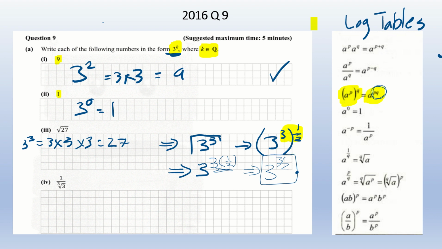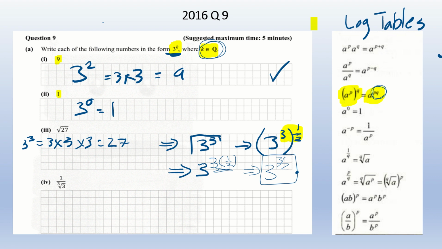If you put root 27 into your calculator, it might give you 3 to the power of 3 over 2, if your calculator works with powers like this. I know it's either the Sharp or the Casio ones that don't, but I just need to be sure. Sometimes your calculator won't go all the way and give you your 3 to the power of 3 over 2, and in order to get your marks in the exam, you need to be able to show your workings out to do that. So 3 to the power of 3 over 2 is your answer for the third one there. Remember, 3 over 2 is an element of Q. It is a fraction, so you're good there.